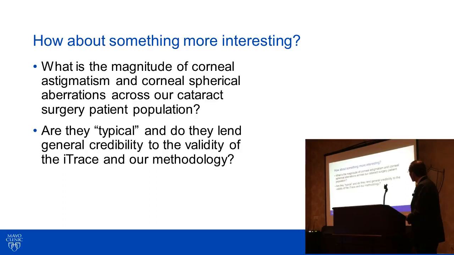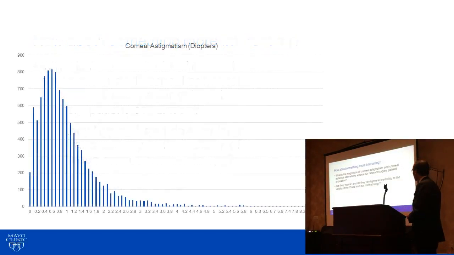What if we take all this data and try to determine the distribution of the magnitude of corneal astigmatism and corneal spherical aberrations across our patient population? The question is, are these typical? By looking at this, does this lend credibility to what we've done from a data packaging point of view, or is there something not right here?